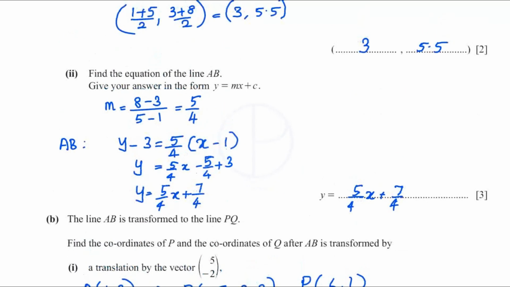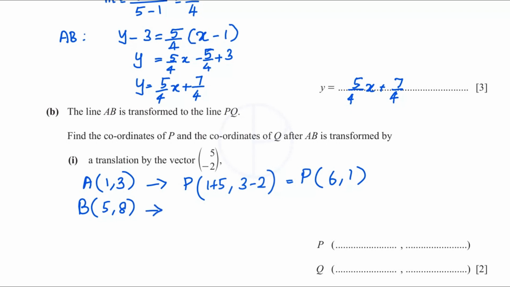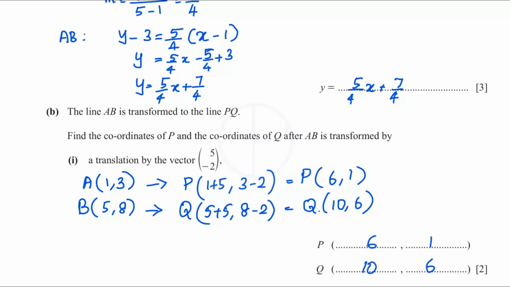And B is 5, 8. So 5 plus 5, 8 minus 2, which is 10, 6. So the coordinate of Q is 10, 6. P is 6, 1 and Q is 10, 6.